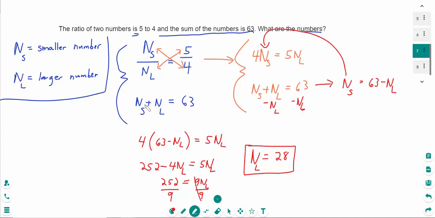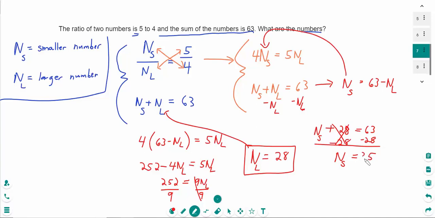And then we can solve for n sub s by plugging this into here, right? So we have n sub s plus n sub l, which is 28, is going to be equal to 63. And now we just subtract the 28 from both sides. We get n sub s is equal to 35. So that is n sub s. So those are the two numbers in question. Their sum is equal to 63, and the ratio is 5 to 4.